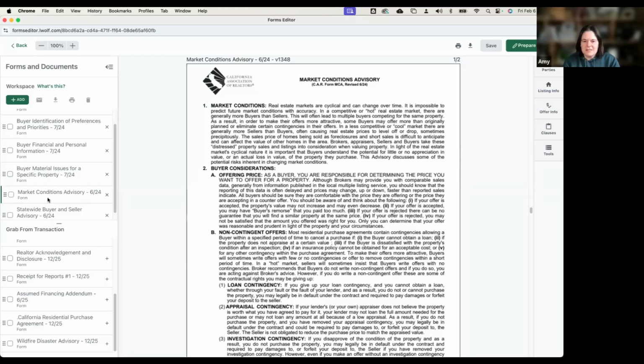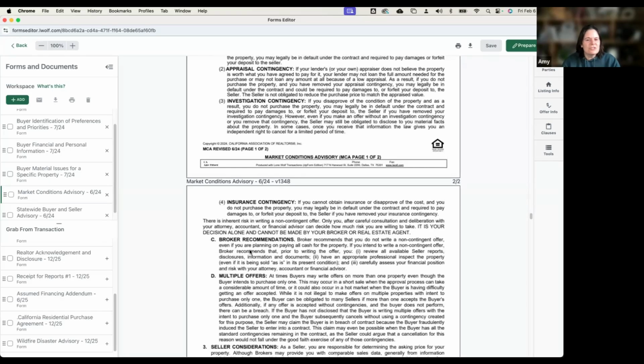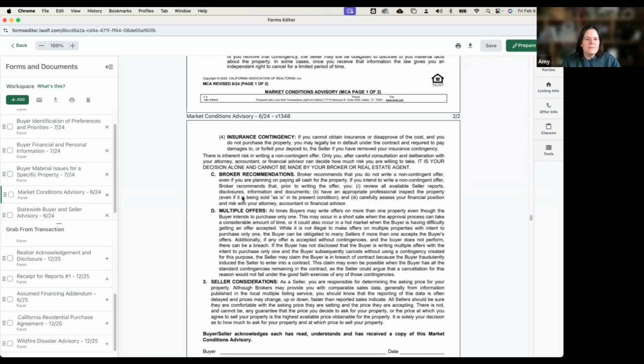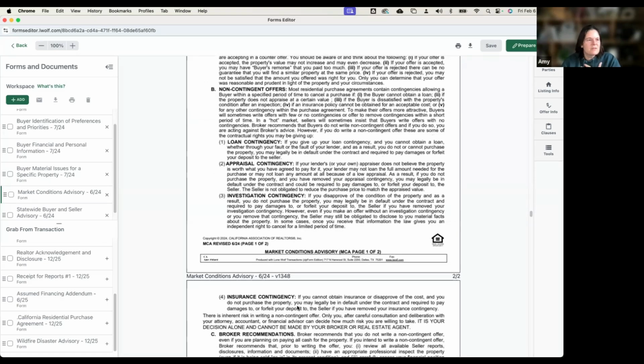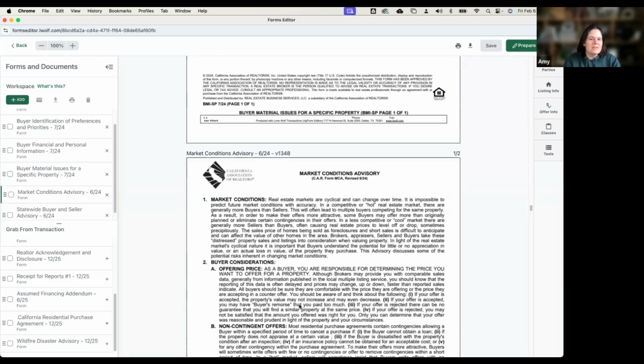It also talks about non-contingent offers, loan contingencies, appraisal contingencies, investigation contingencies, insurance, multiple offers. This is where you find that clause about making multiple offers at the same time and the dangers of doing so. And so I think this is a really good form to provide before they're ready to write an offer on a property. So they have time to review this information, ingest it, ask any questions that they might have, and make sure that they understand what their role is in this transaction.